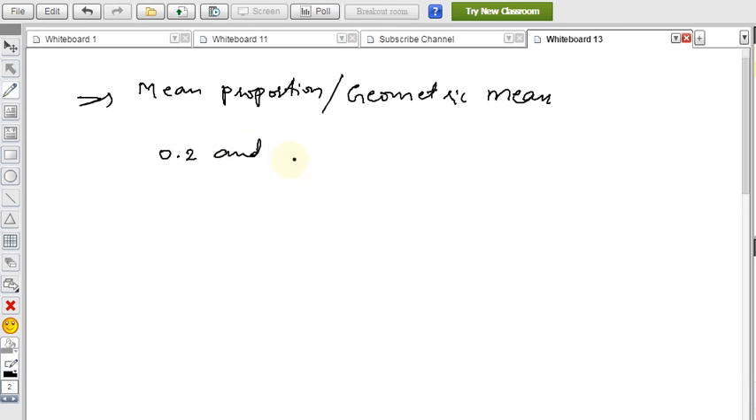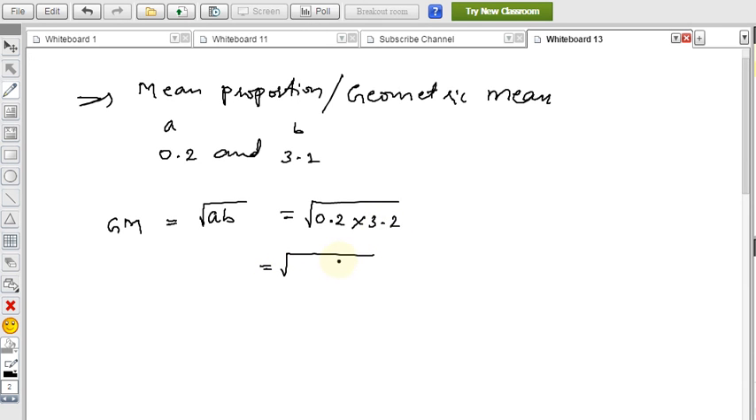Find the mean proportion of 0.2 and 3.2. Mean proportion is square root of A into B. If one value is A and the other is B, root AB is the geometric mean or mean proportion. That is square root of 0.2 into 3.2, which is square root of 0.64. The square root of 0.64 is 0.8, because 0.8 into 0.8 is 0.64. Therefore, the geometric mean is 0.8.